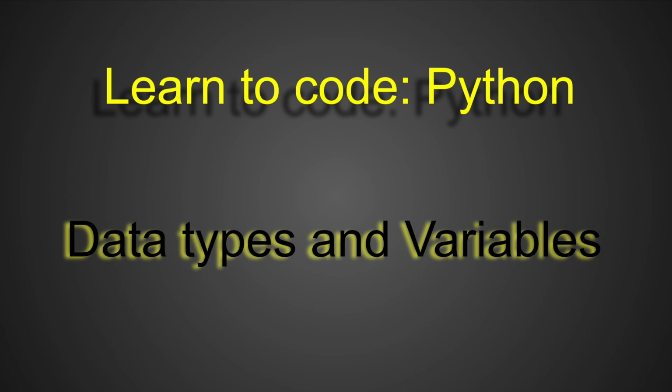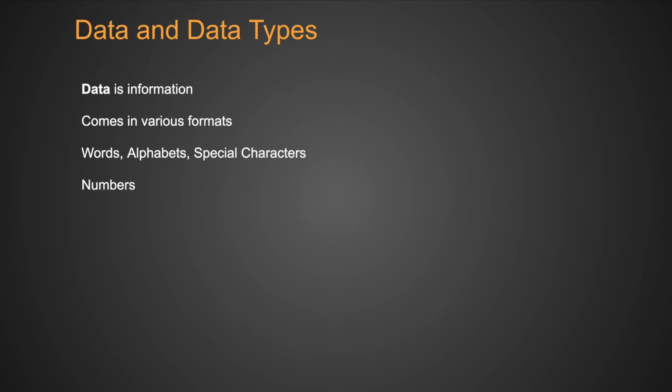Today we're going to learn about data types and variables. So what's data? Data is basically information and it can come in various formats such as words, alphabets, special characters, numbers, and so on. So if you talk about images, images are also basically converted into number format and then it's going to be used by the computer.